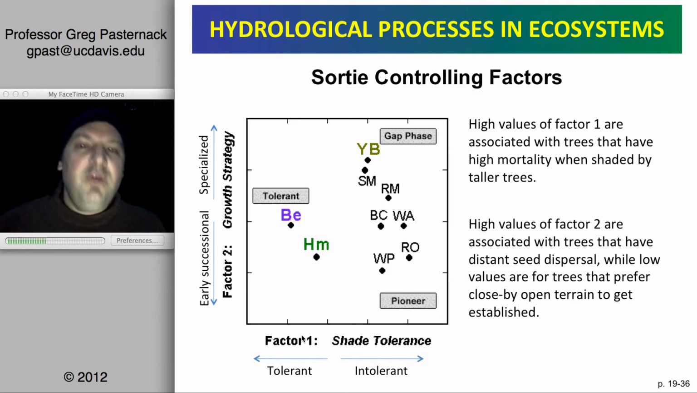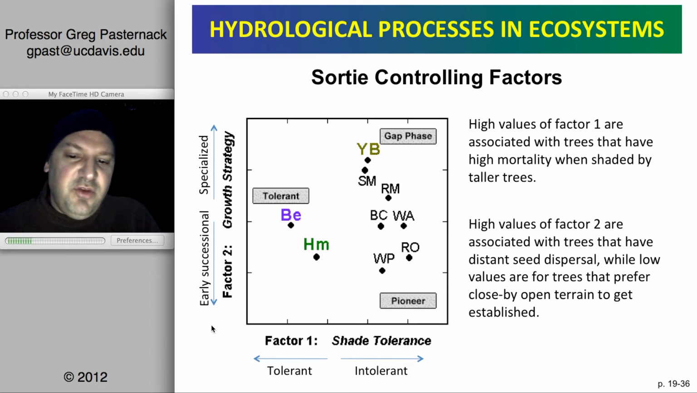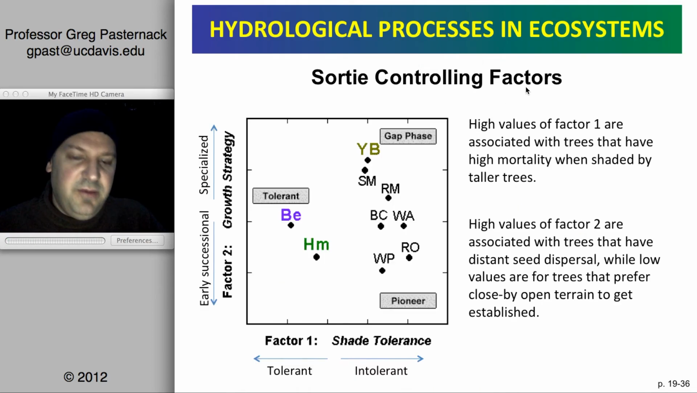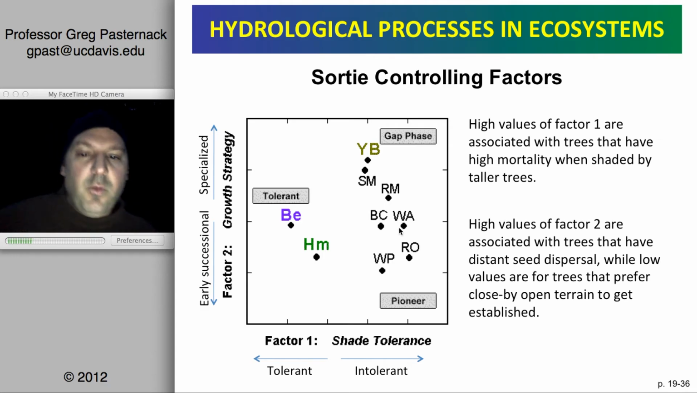So two of the important things that happen is that you have different degrees of shade tolerance. And the code for these letters is given on the next slide in the upper right. So BE stands for beech, HM stands for hemlock, and YB is yellow birch. So from left to right, you go from species that are shade tolerant and don't really care, like beech and hemlock, to ones that really don't want to be shaded. And that would be pretty much everything else.